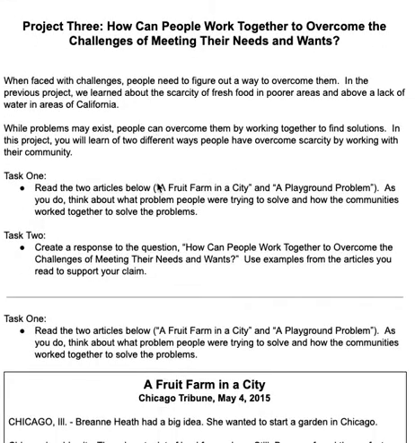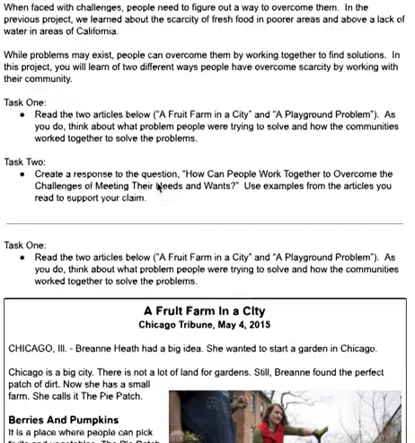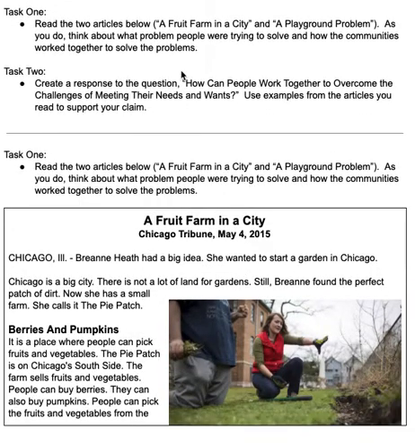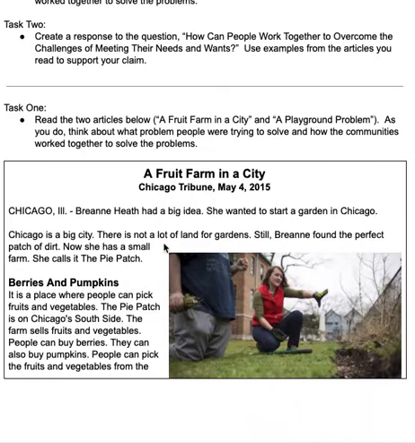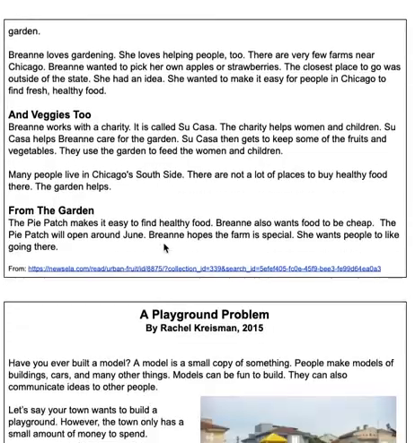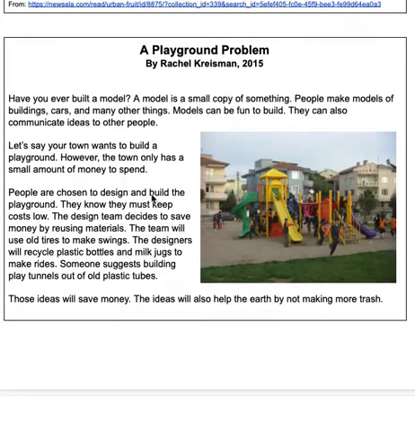Third project. How can people work together to overcome the challenges of meeting their needs and wants? So as a group, how do we work together to solve our issues? So a little background information here, and then a couple articles for us to read. A fruit farm in a city is going to address that food desert issue and a playground problem. And the second one is with those articles. So how do we work together to overcome the challenges of meeting needs and wants? Use examples from those 2 articles that I provided for us. So again, here's that article, The Fruit Farm, that solves that food desert issue in Chicago, and building playgrounds.